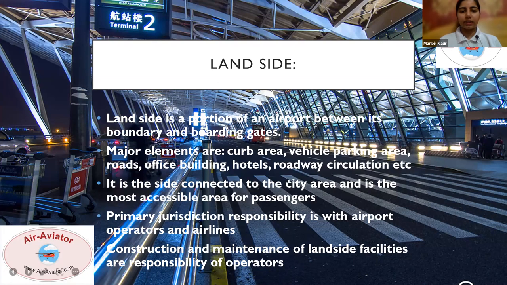So the major elements are the curb area, or you can say the vehicle parking area, roads, and there could be some office buildings, and in fact there are a few hotels as well at the airports. So these are a few land side areas. It is the side connected to the city area and is the most accessible area for the passengers. The primary jurisdiction responsibility is with the airport operators and the airlines. So the construction and the maintenance of land side facilities is the responsibility of operators.